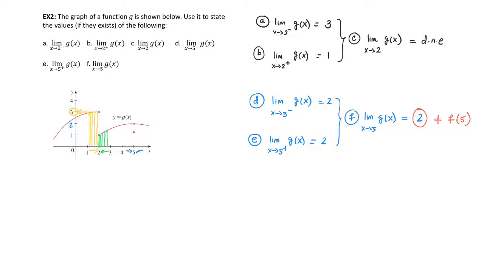And as we approach 5 from the left, the y values are on the actual curve above, right here. Those y values are approaching 2. They're not approaching 1. This is 1 right there below. So 1 is right here. That's the value of the function. But this is now the limit. The limit is 2, not 1.